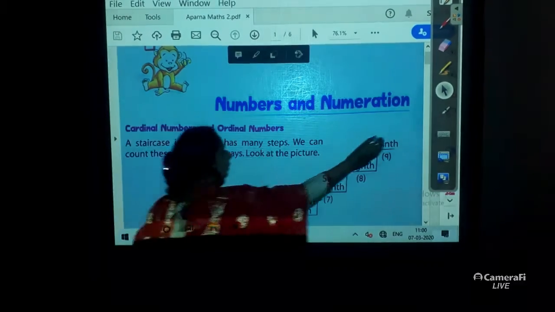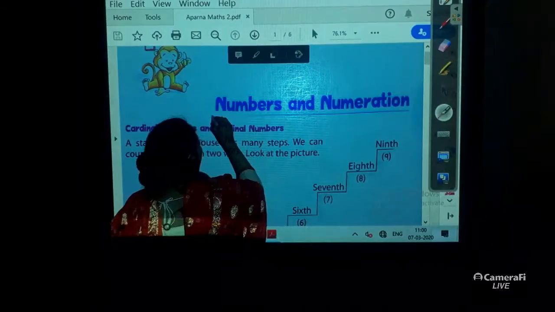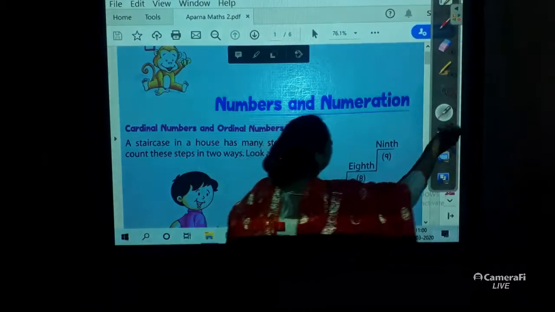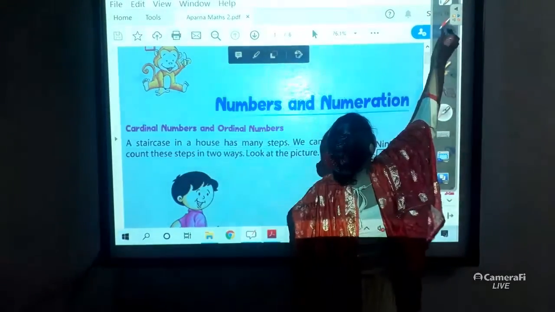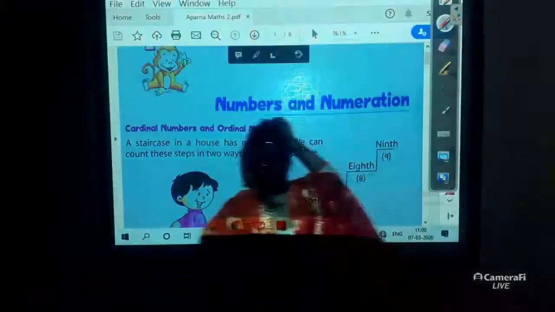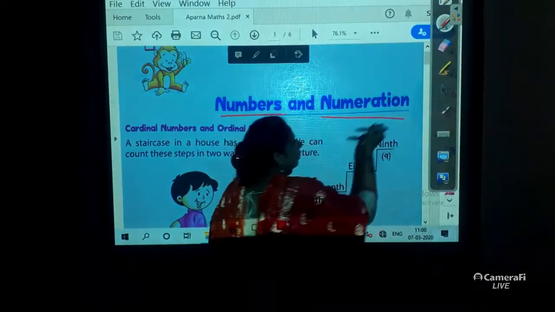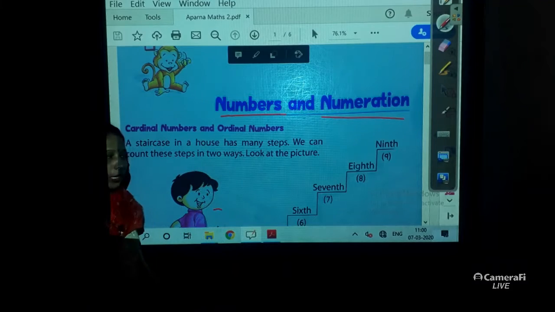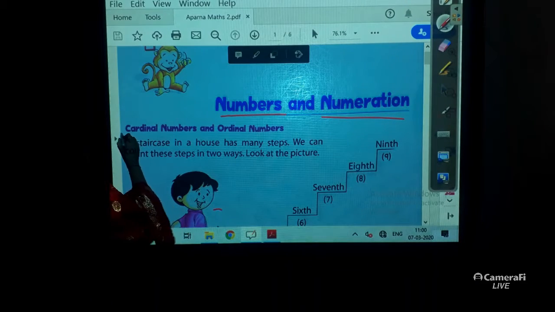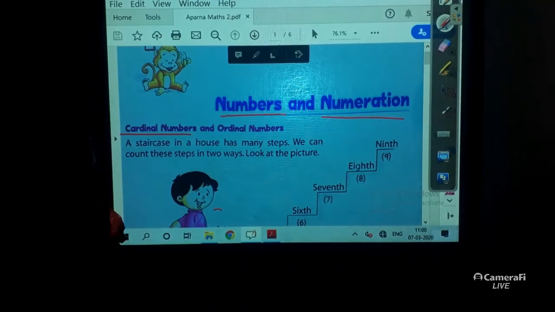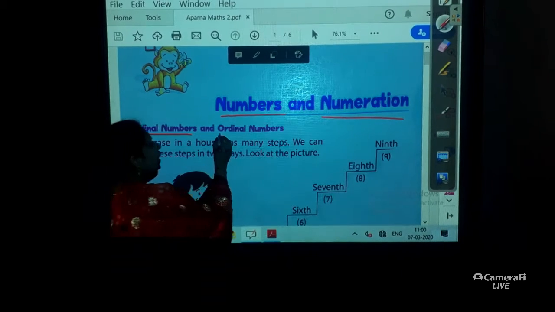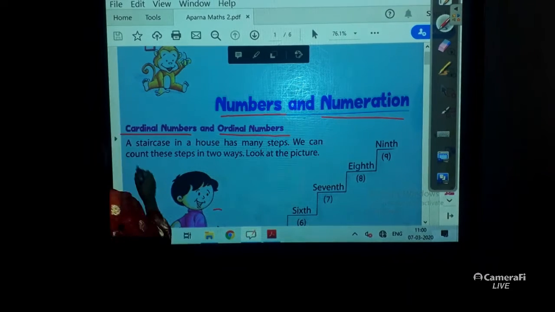Another teacher will also be taking your maths class, but it is the first chapter, and the first chapter is about numbers. Sorry, it's not going well. Numbers and numeration. Okay, so first we will learn about cardinal numbers and ordinal numbers.